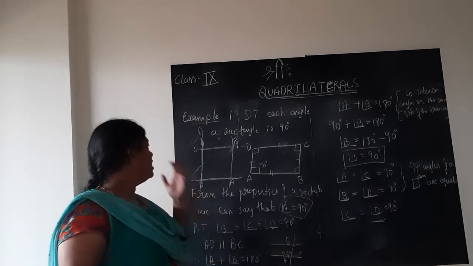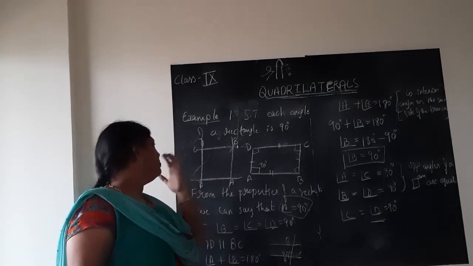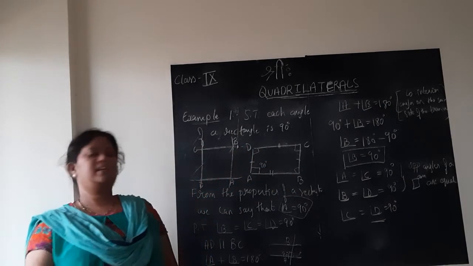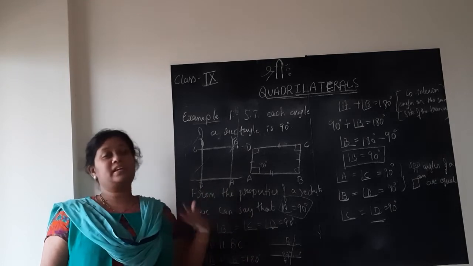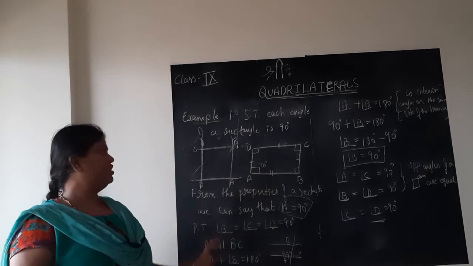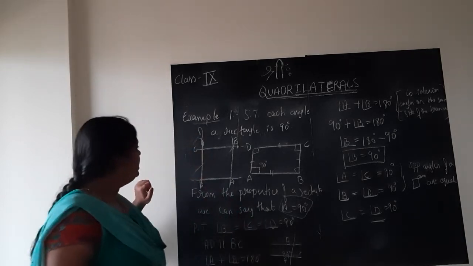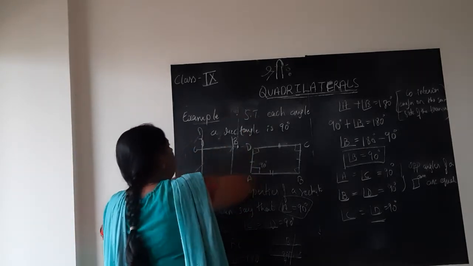So that is how you prove that each angle of a rectangle measures 90 degrees. Like this, if you know the properties, you can easily solve the problem. This is a very easy chapter, children. So I will show you one more easy example, that is on rhombus.